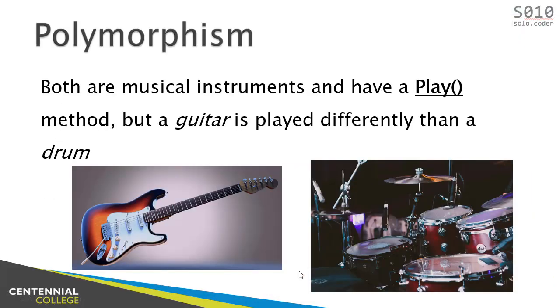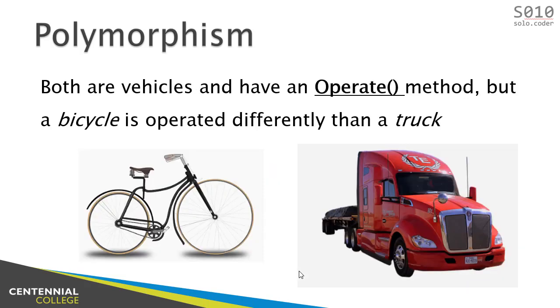Again, we have different instruments. All instruments, we play those instruments. But the way you play a guitar and a drum set is different. Okay? Another example, we have play. Another one here, we have operate. We have different vehicles. Depending on the vehicle, we're going to operate that vehicle in a different way. A truck, we operate a truck in a very different way as compared to a bicycle. Okay?